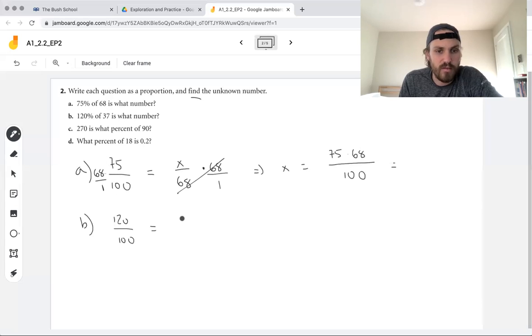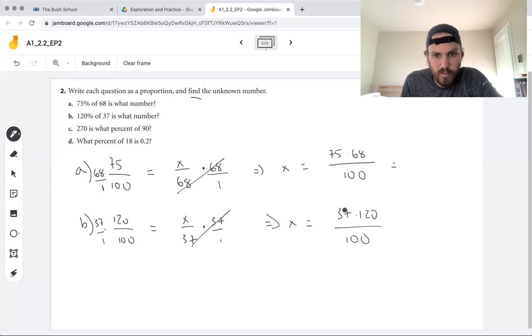That's very similar to this. It should be x over 37. What number of 37 is 120%? And so what I would do now is multiply both sides by 37 over 1. That will allow me to find that x is equal to, and you're going to have to simplify this, 37 times 120 divided by 100, which is some number you're going to find.